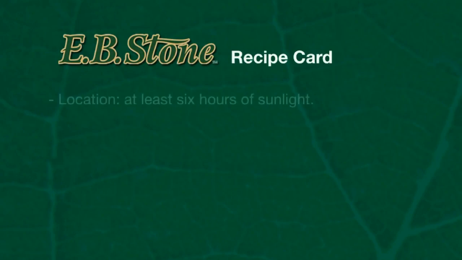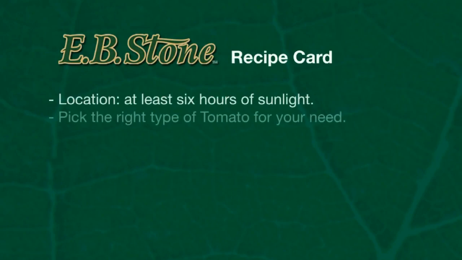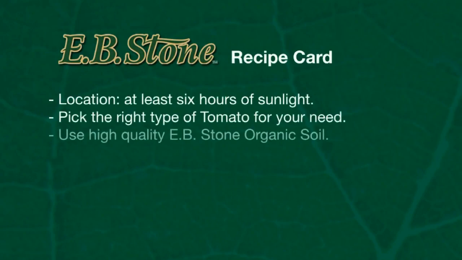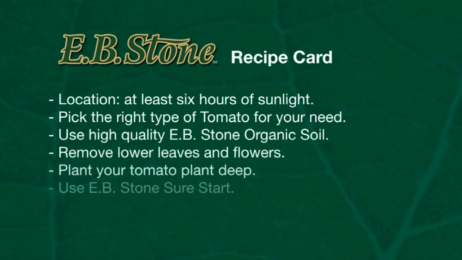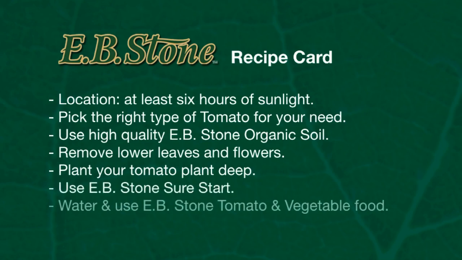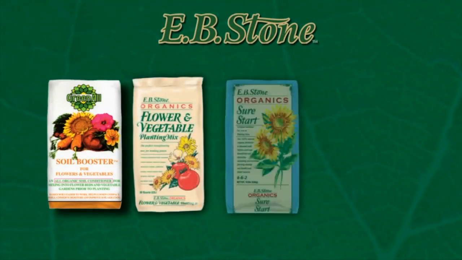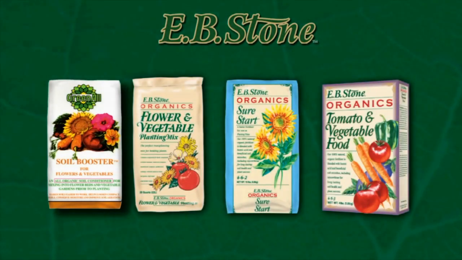Today's how-to video is provided by EB Stone. Location, at least 6 hours of sunlight. Pick the right type of tomato for your needs. Use high-quality EB Stone organic soil. Remove lower leaves and flowers. Plant your tomato plant deep. Use EB Stone Sure Start. Water, and use EB Stone tomato and vegetable food. These are the featured products from today's video. Click on them to learn more.